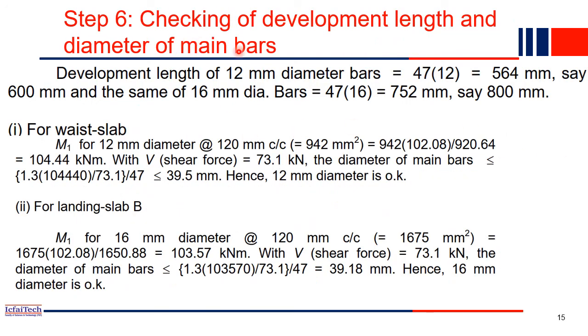Now step 6 is development length and the dimension of main bars, right? For the waist slab, what dimensions are we providing? In the last slide we have seen already, we have computed the percentage of steel and all. So now we provide how many bars we are providing: 12 mm diameter bars at 120 mm center to center. How do we know that? It's the same process we did earlier, for the landing slab and for the waist slab also. These are the values for that.